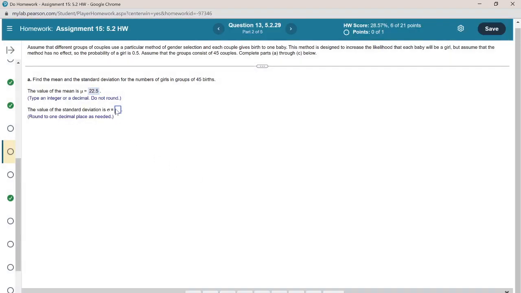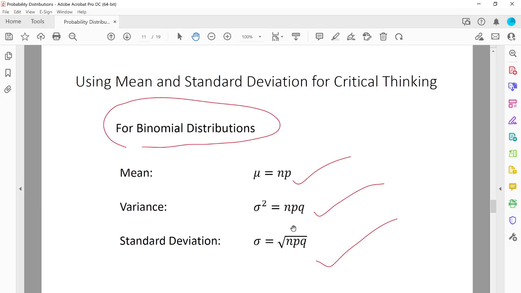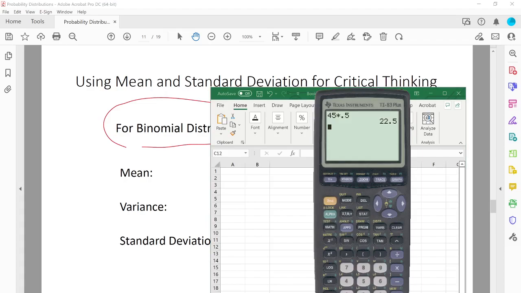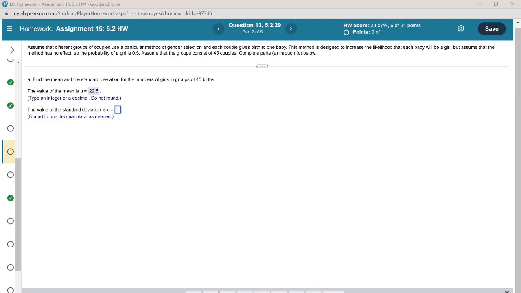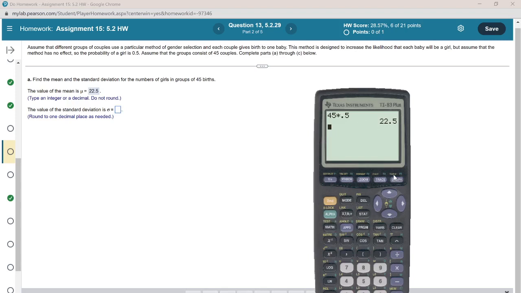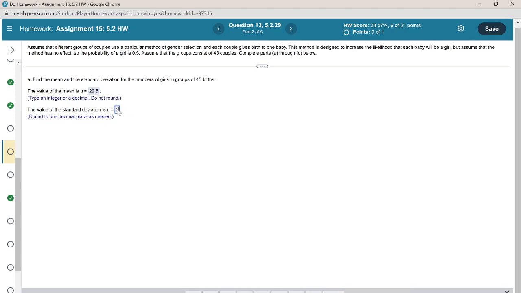Now the standard deviation, if you look at the formula, is the square root of n times p times q. We already calculated n times p, so we have to multiply this by q. The probability of success is half, the probability of failure is half, and then we take the square root of this number, which is power 0.5. So the standard deviation is 3.35. If you round it to 1 decimal place, it's 3.4.